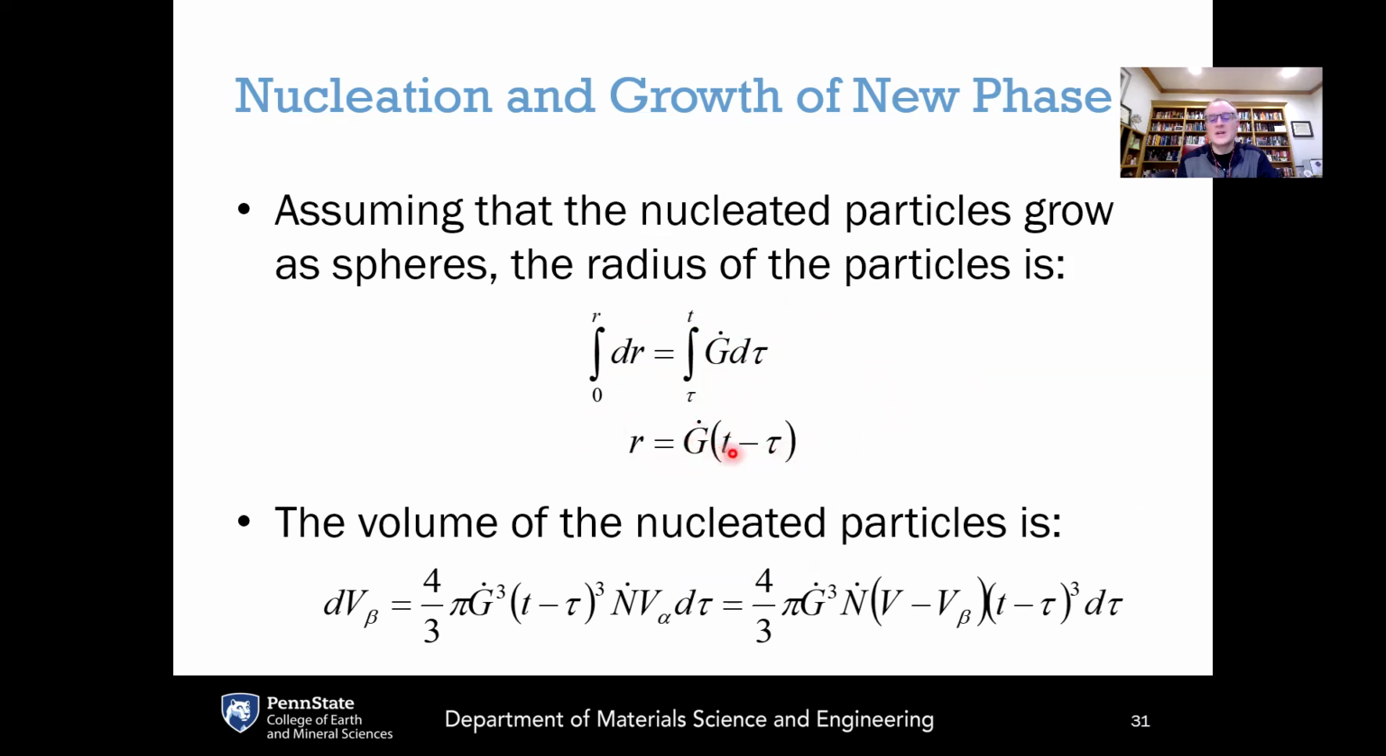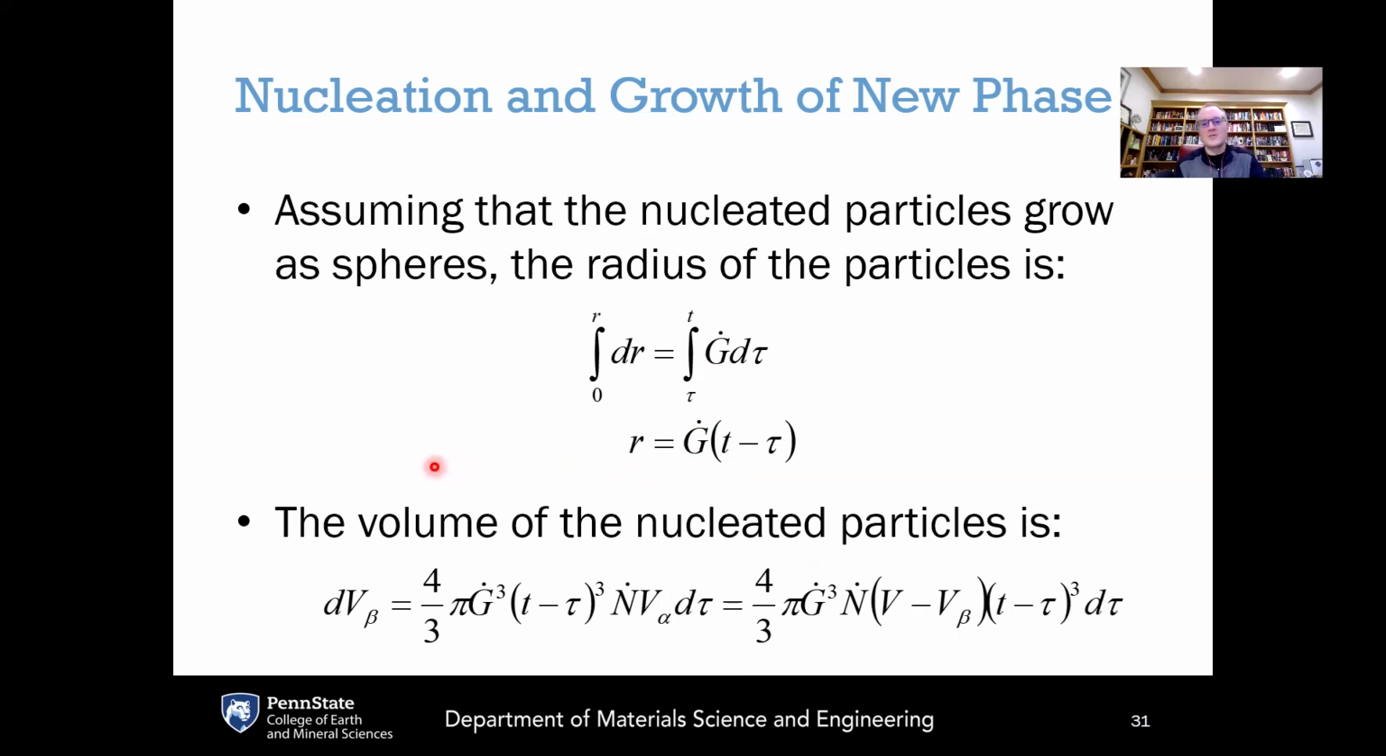So the growth rate times the time that has elapsed since the stable nucleus is formed, which is t minus tau. So this term gives us how much time has elapsed since the stable nucleus is formed. That is how much time is available for growth. And the G dot is the growth rate expressed in linear dimensions. And then that would give us r, which is the size of the nucleated new phase.